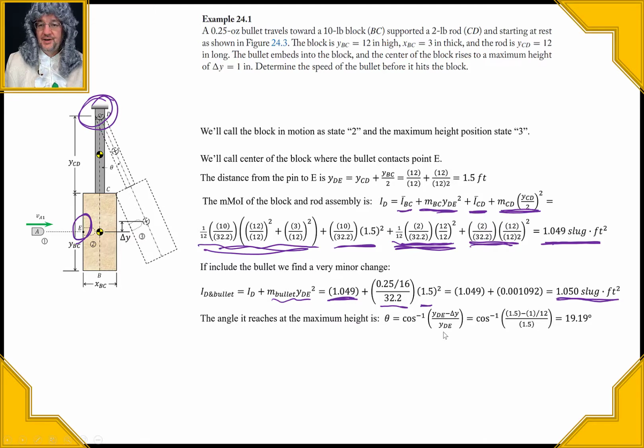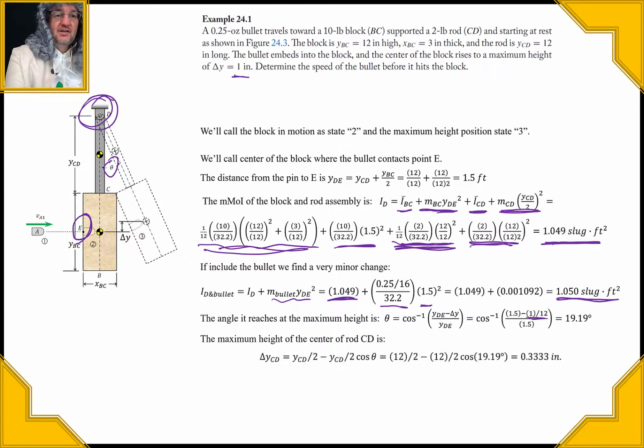And then we could also figure out the angle that this thing reaches, based on it having moved up 1 inch, right there. That ends up being this theta, 19.19 inches. So the maximum height of the center of the rod: we know the center of the block, but the center of the rod moves up too. We could have used similar triangles to get that, but we used the angle instead, and we get that it moves up 0.3333 inches, repeating 3.